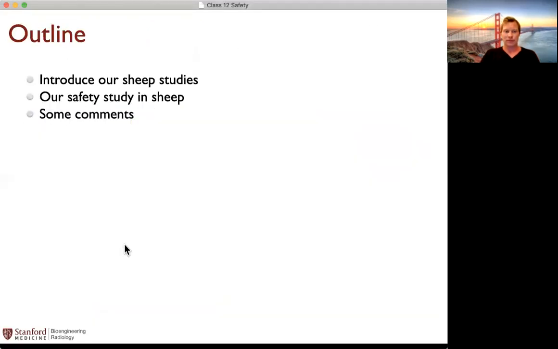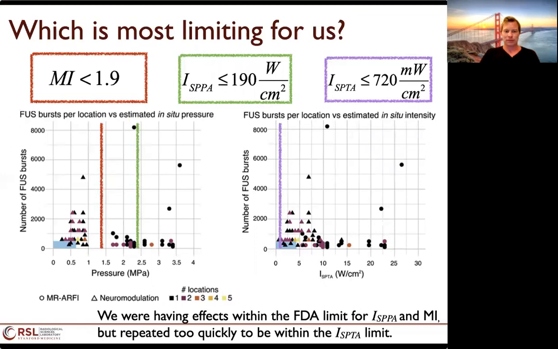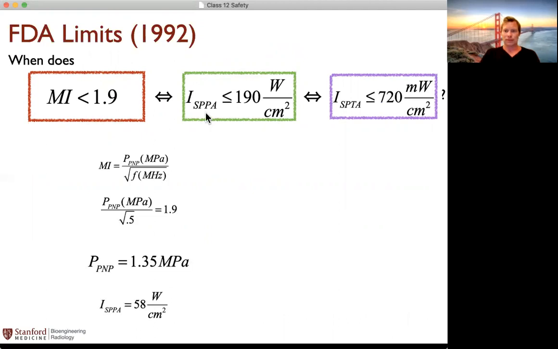Okay, so some last comments before we quit. There's this question of which limit is most limiting for us. I think I've already made the point that the ISPTA is really the most limiting for us. And I questioned that one step further: if we're going to maximize the MI, then what is the ISPPA that corresponds to? That corresponded to an ISPPA of 58 watts per centimeter squared.